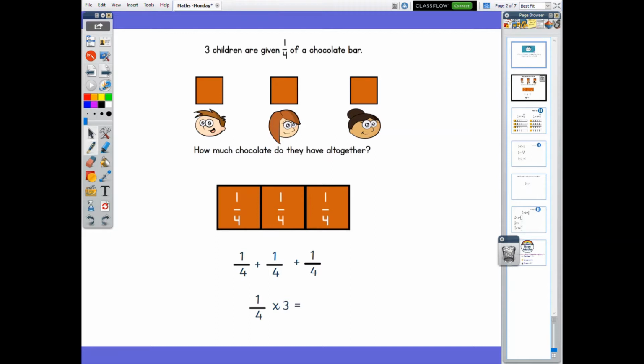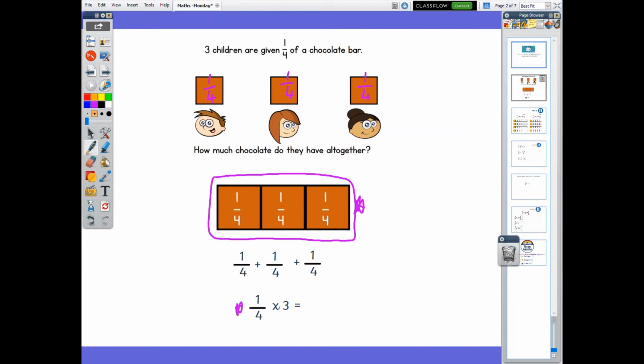Okay, so you can see up here we've got a quarter, a quarter, a quarter. So we can see we've got 3 quarters separately, and then here we put them together. So we can see that this is how much they have all together, and we could do this by doing a quarter, add a quarter, add a quarter. However, this is the same as doing a quarter multiplied by 3. So rather than doing repeated addition, we are going to do multiplication.